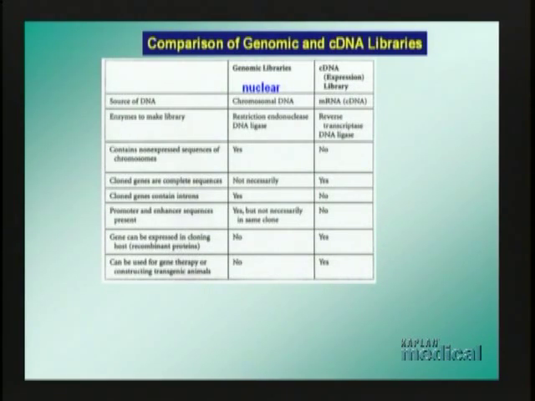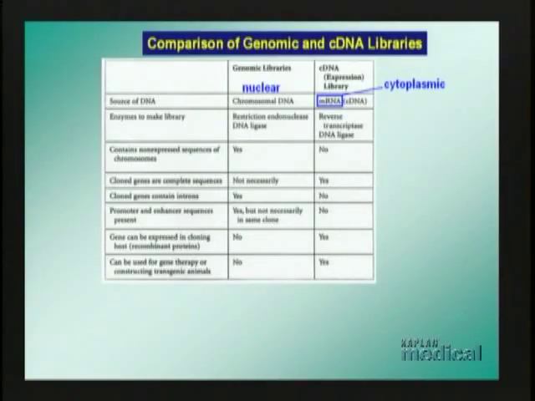And where did that come from? It came from the cytoplasm of some tissue that's expressing messenger RNAs. Now, the enzymes needed to make a genomic library: what's needed is a restriction endonuclease. Why? Because we have 46 chromosomes. They are then fragmented with a particular endonuclease.